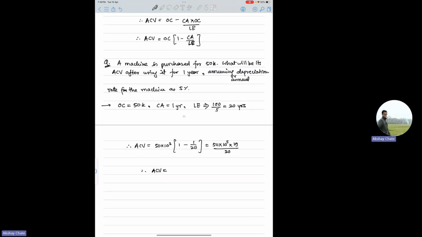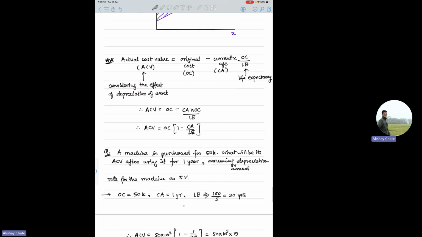So this comes out to be 50,000 into 19 by 20, which is 47,500. So the insurer that gives you the machine insurance, or vehicle insurance or something like that, will not give you the insurance on the original purchase price if, after 1 year, you go and claim for whatever reason. He will give you the actual cost value. This is how they calculate all these things.